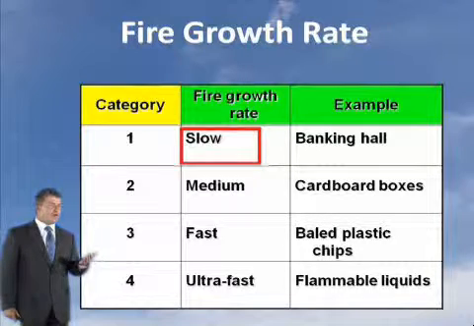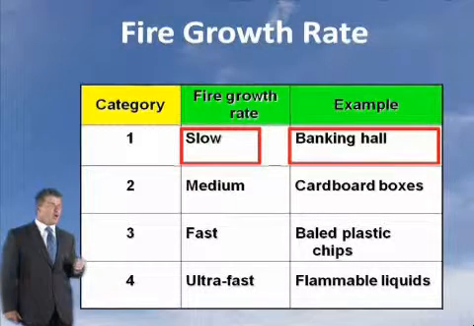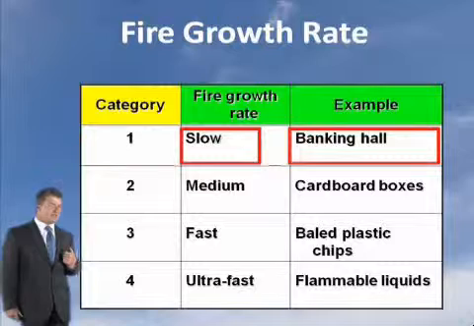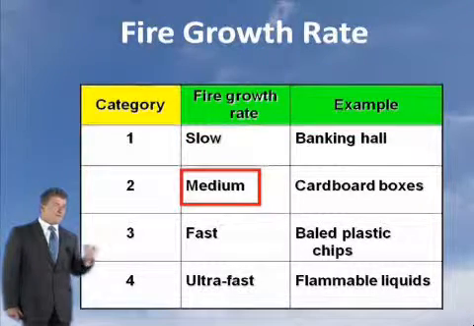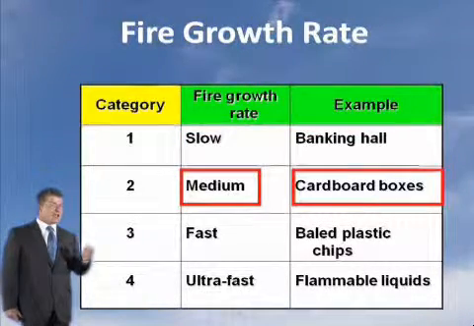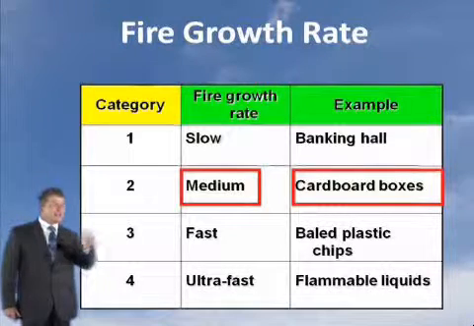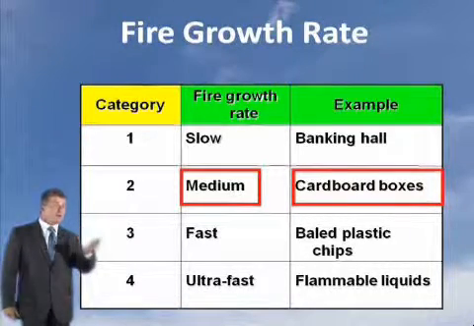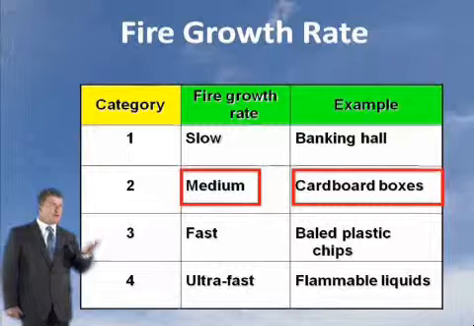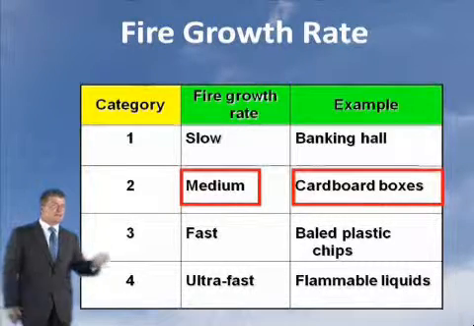Next one is fire growth rates. Now this table gives you a rough example here. For example, a slow fire growth rate is what you're expecting at a banking hall when it's got limited combustible materials. A medium fire growth rate is what you'd expect with stacked cardboard boxes and wooden pallets. I mean, this is going to be typically the most common risk profile, is a medium fire growth rate. You know, furnishings, wood, pallets, etc.